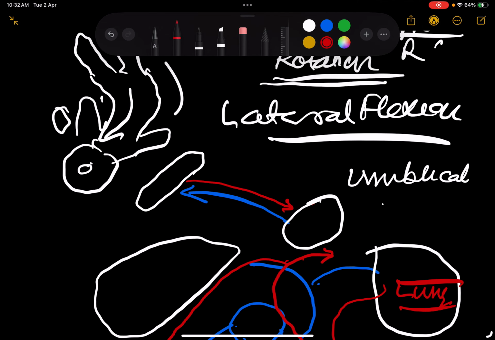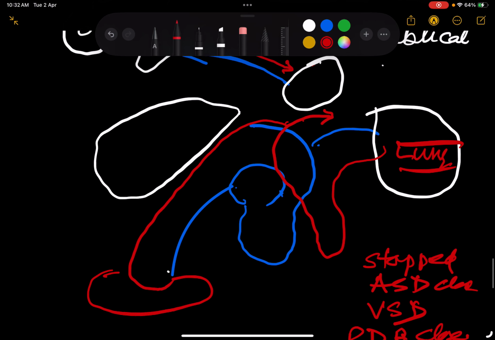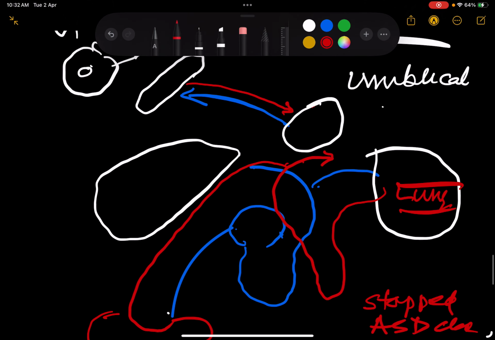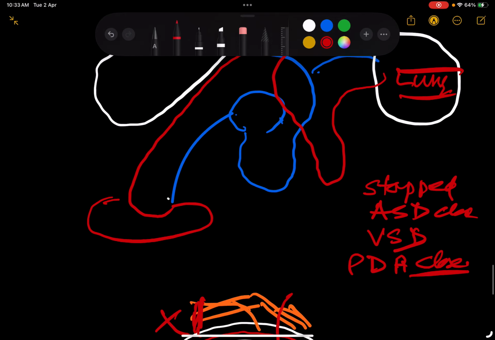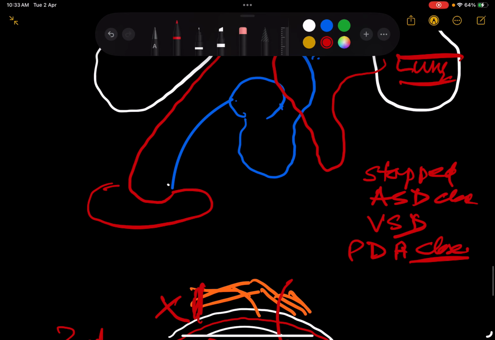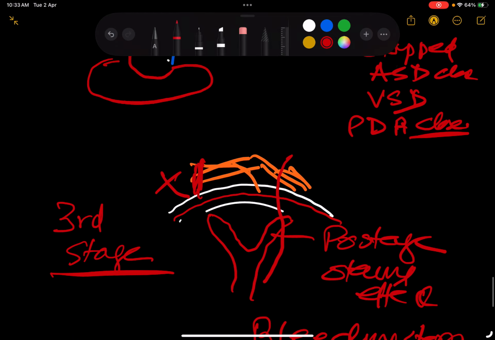Then immediately the child's respiration changes from umbilical to pulmonary by closure of the patent ductus arteriosus, atrial septal defect, and ventricular septal defect. So the heart is now no longer acting only as a pump for the placenta. Now it starts pumping blood into the lung, air comes into the lung, and there is pulmonary exchange of oxygen and carbon dioxide.